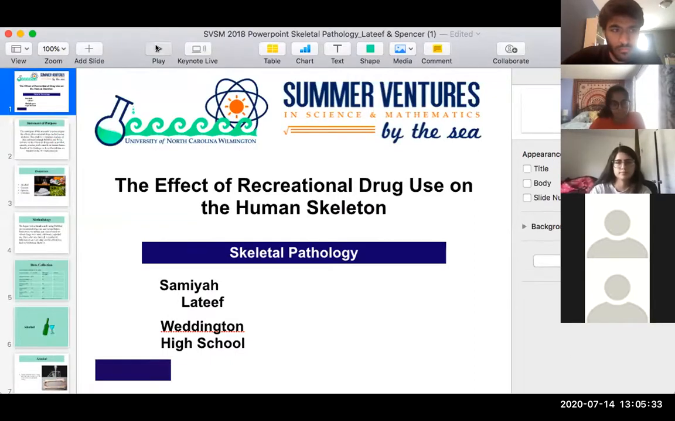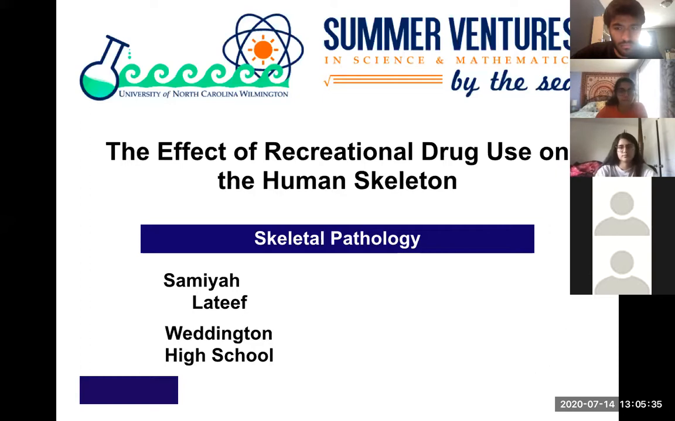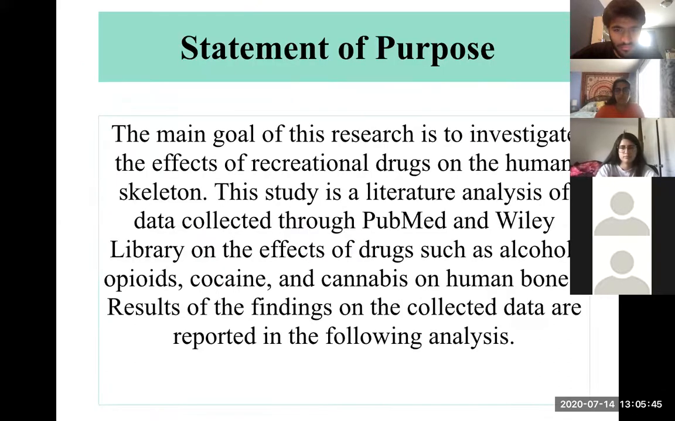Yeah. Okay. So my presentation is on the effects of recreational drug use on the human skeleton, and this was done for skeletal pathology. So the main goal of this research is to investigate the effects of recreational drugs on the human skeleton. This study is a literature analysis of data collected through PubMed and Wiley Library on the effects of drugs such as alcohol, opioids, cocaine, and cannabis on human bones. Results of the findings on the data collected are reported in the following analysis.